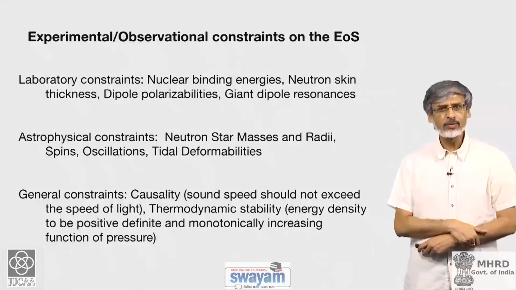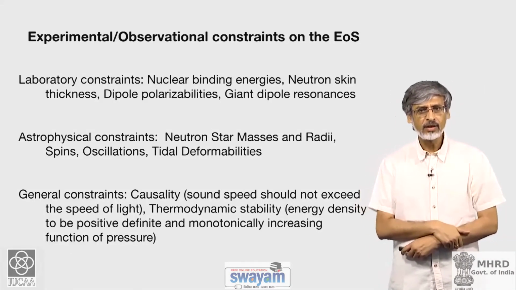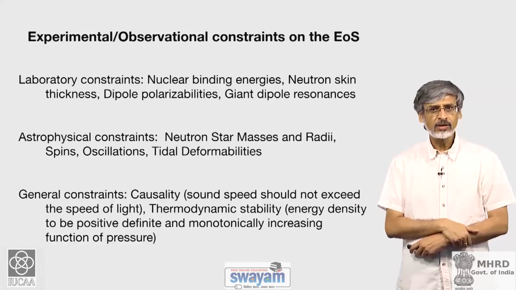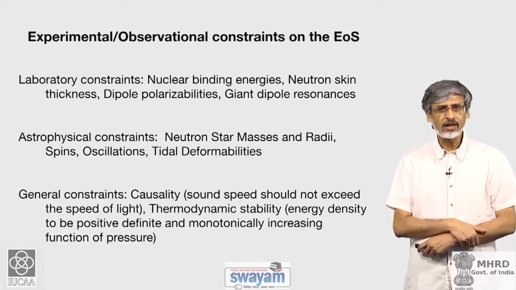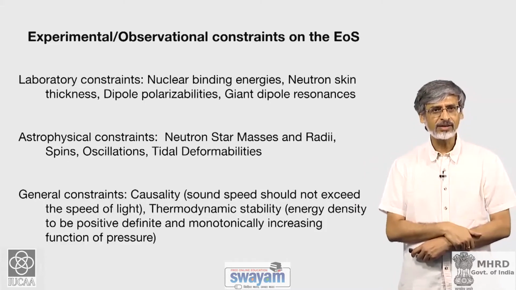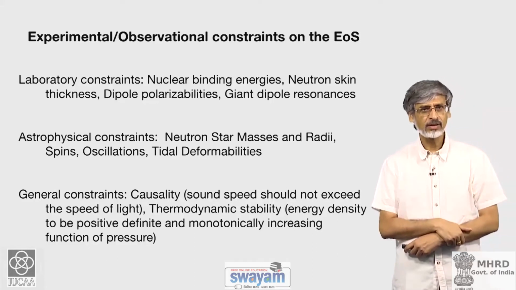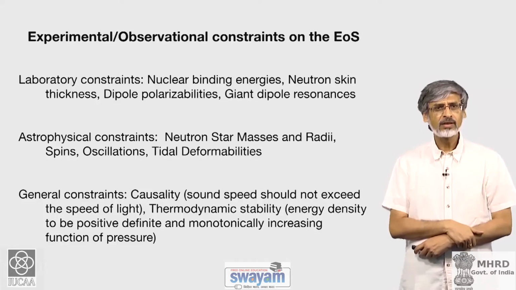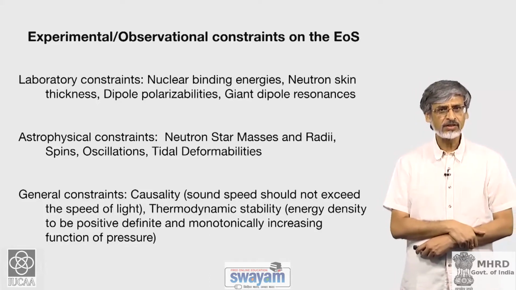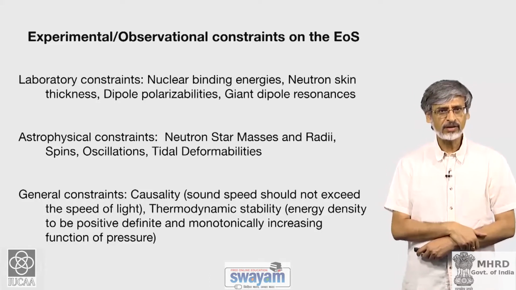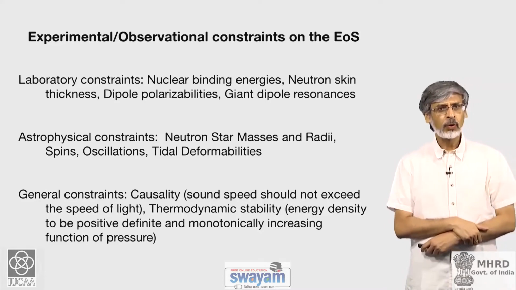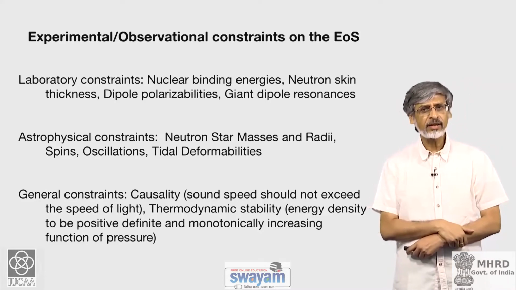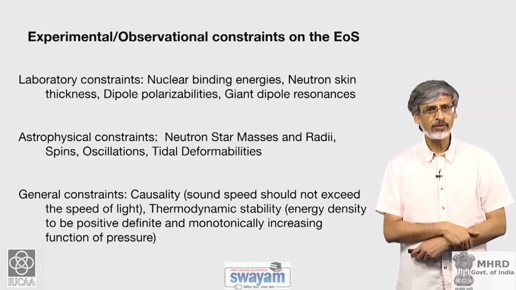So, there are all these possibilities which exist, and at the moment one is not really certain as to what really obtains at the centers of neutron stars. So, one is looking for experimental or observational constraints on the equation of state, and that is where both laboratory studies and the astrophysical studies of neutron stars become very important.